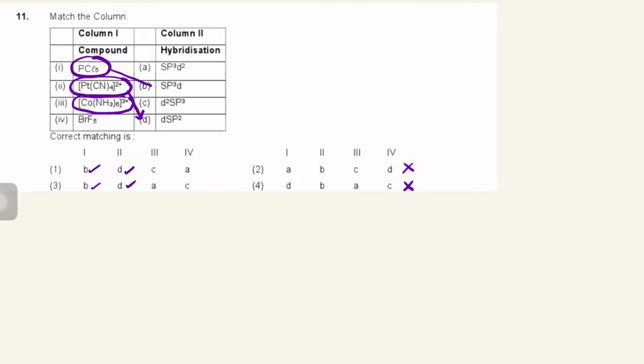Third, [Co(NH3)6]3+, that is an octahedral complex, so it will be basically d2sp3 because ammonia is a strong field ligand. Since it is a strong field ligand, pairing occurs, so it will be d2sp3, that is an inner orbital complex. And BrF5 is basically square pyramidal, so it will be sp3d2, that is the last one. So the correct answer should be option A.